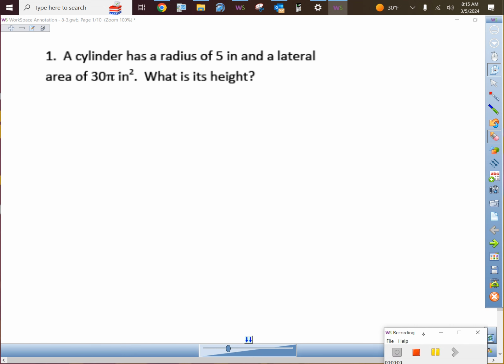All right, we are in 8.3 in advanced geometry. Some real basic stuff at the beginning. If we check this problem out, it says a cylinder has a radius of 5 inches and a lateral area of 30 pi inches squared. What is its height?